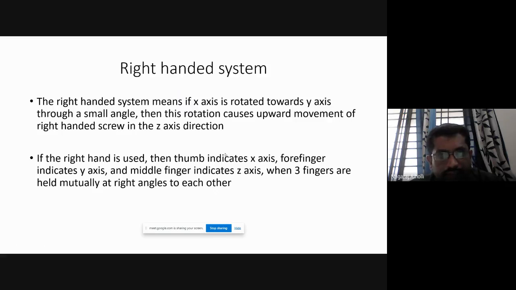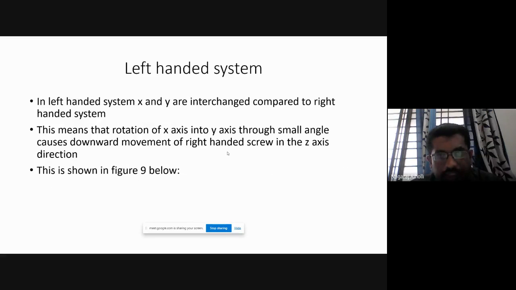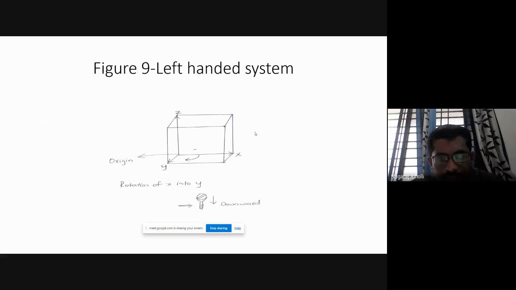Then next, here we are studying the left-handed system. In the left-handed system, we are interchanging the x and y coordinates. In the previous figure, x was here and y was here. Is it not? But here we have interchanged x and y. So after interchanging x and y, if I move x towards the y, it is as good as clockwise rotation of the screw.